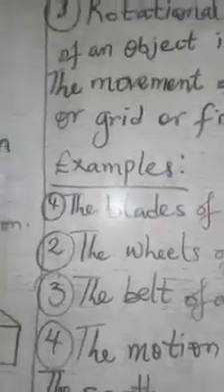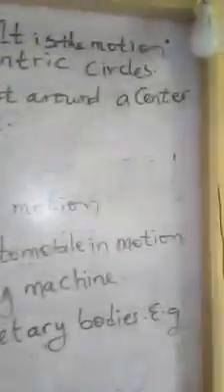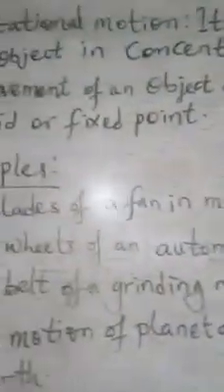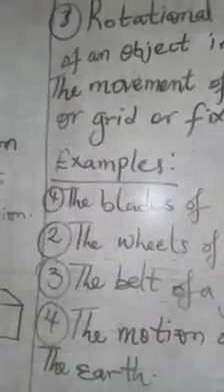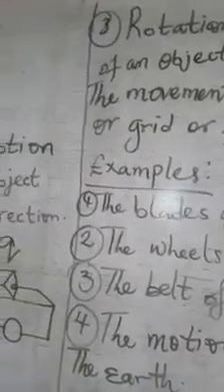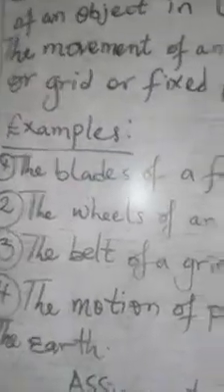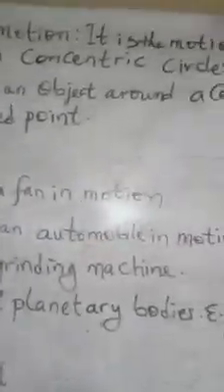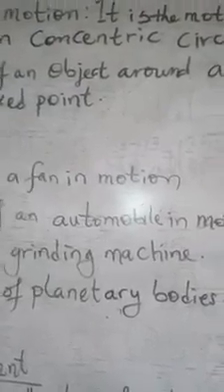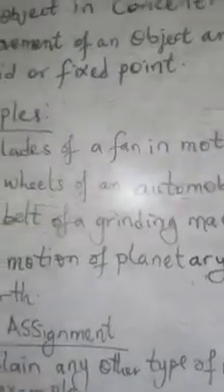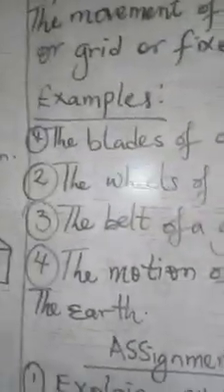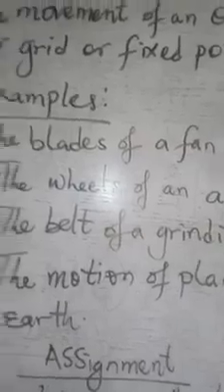The next example is the wheels of an automobile in motion: the wheels of a bicycle, a bike, a truck, a car. All those are examples of rotational motion. The next example is the belt of a grinding machine. When you start the grinding machine, the belt starts rotating. It doesn't move away from the machine, but it rotates about a fixed point. Then the next example is the motion of planetary bodies: the Earth, the stars, the satellites, the moon, and the like.